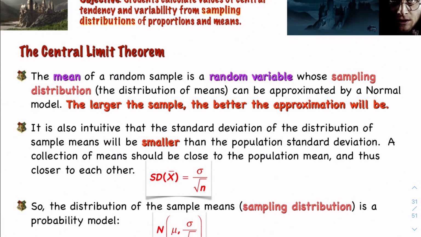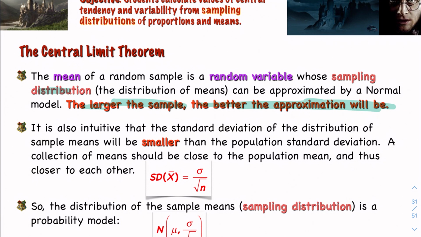So the central limit theorem is as follows. The mean of a random sample is a random variable whose sampling distribution can be approximated by the normal model. The larger the sample, the better the approximation will be. The bigger the n, the more closely it's going to fit to our mean.